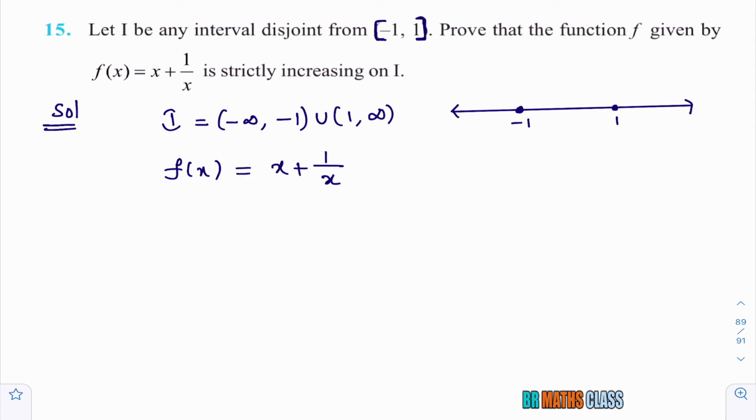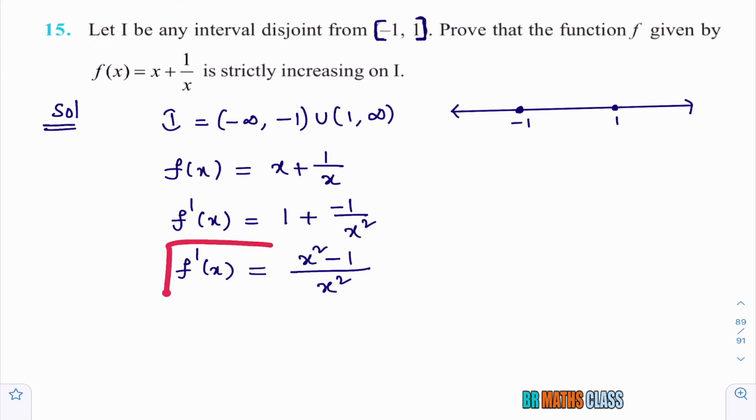Now you differentiate this. F dash of x, that means derivative of this part. That is nothing but derivative of x plus derivative of 1 by x. Derivative of x is what? 1 plus derivative of 1 by x. What is derivative of 1 by x? Derivative of 1 by x is minus 1 divided by x square. If I simplify this, what will I get? X square in the denominator. In the numerator, what will you get? You will get x square minus 1. You observe, I got f dash of x.